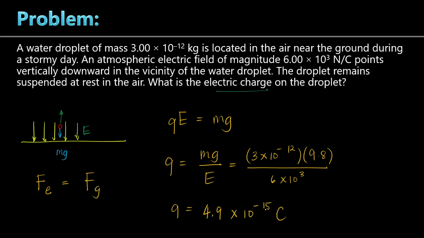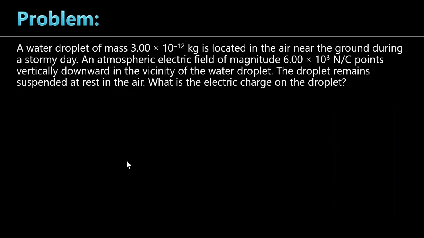Ano ba yung engineering prefix para sa negative 15? Di ba? That's femto. So, pwede rin natin yung isulat as 4.9 femtocoulombs of charge. So, napakaliit. And we know that, again, this charge must be negative. Okay? So, let us solve another problem.